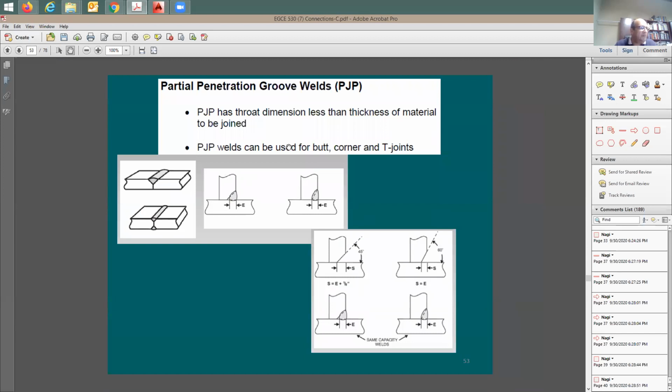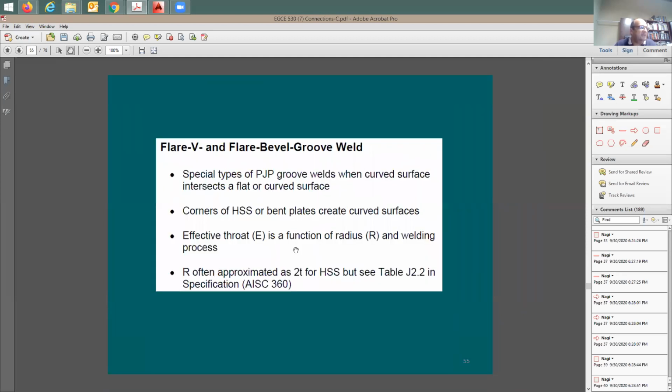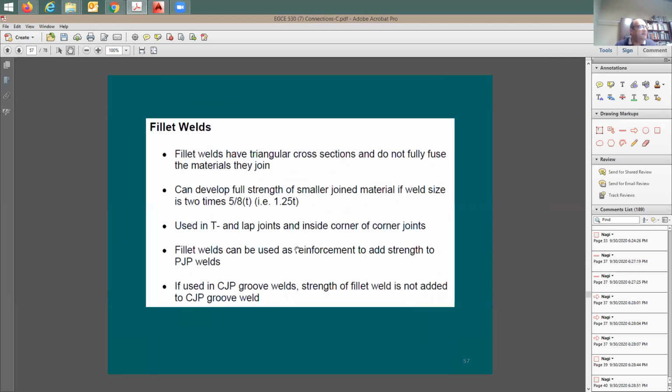This shows the partial penetration weld, how it's going to get done, what angle, and the root, and the depth of it. I'm going to skip this. I don't really need it.